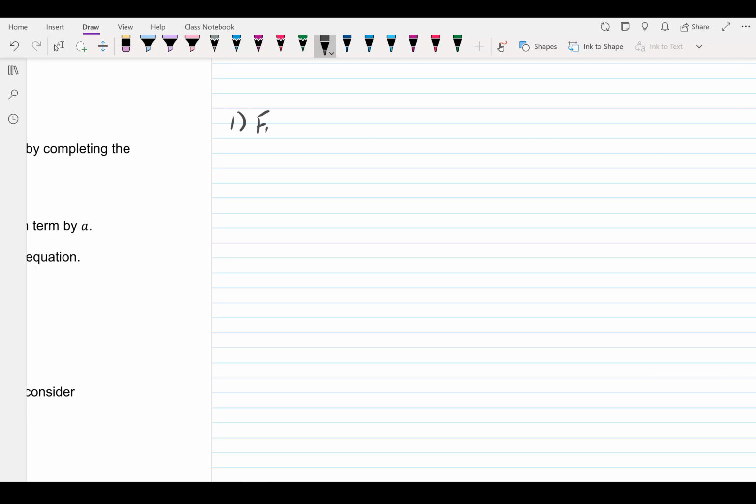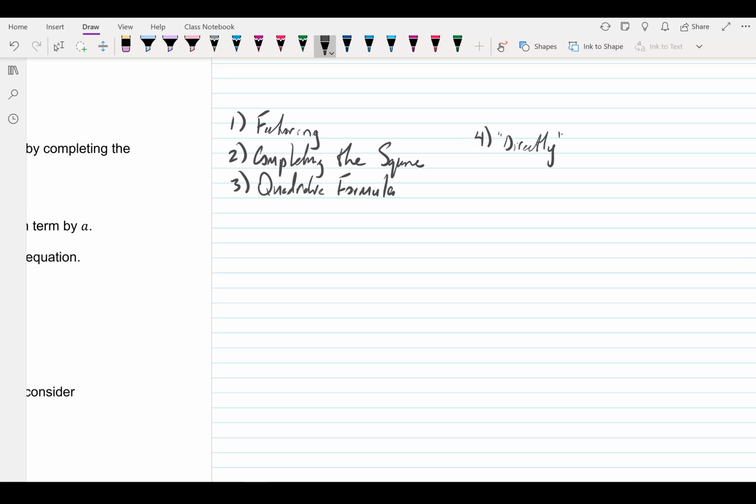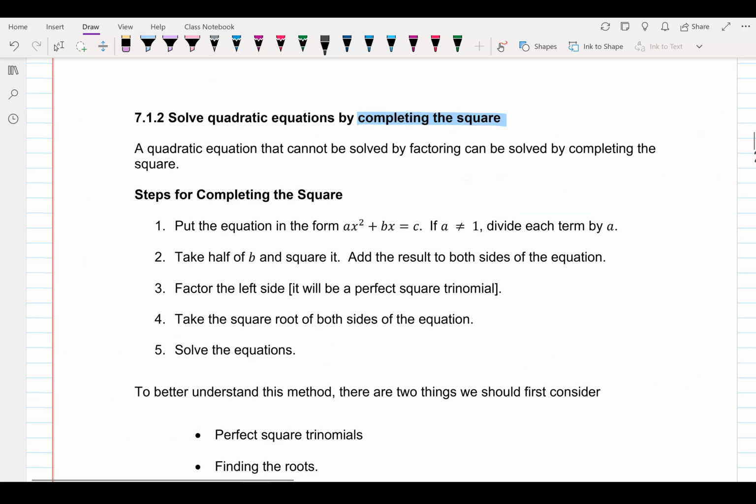You can do it by factoring. You can do it by completing the square. You can do it by quadratic formula, which we haven't done yet, but we will. And then there is kind of an extra way to do this, which is just directly, but that method is going to be related to completing the square. But you'll see what I mean in time.